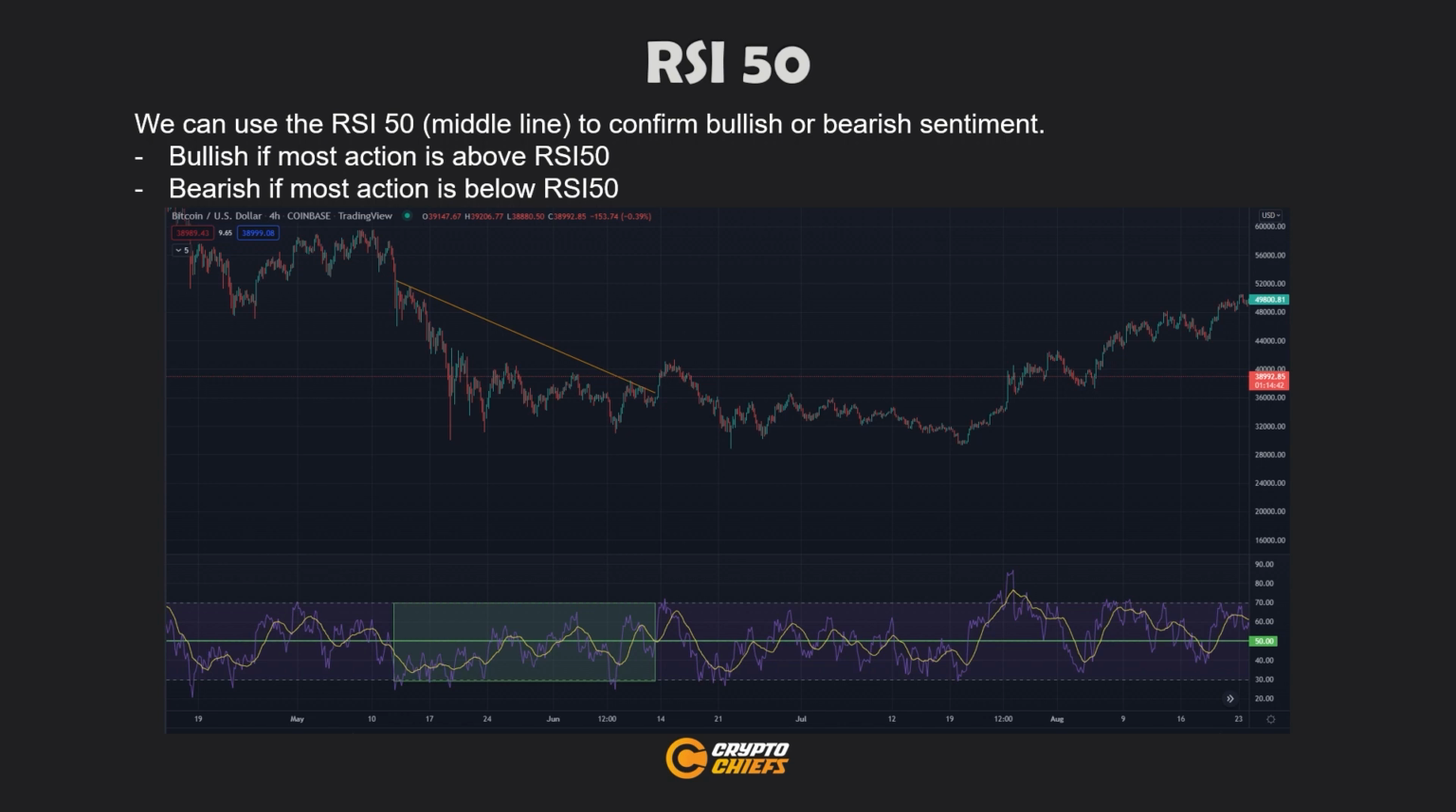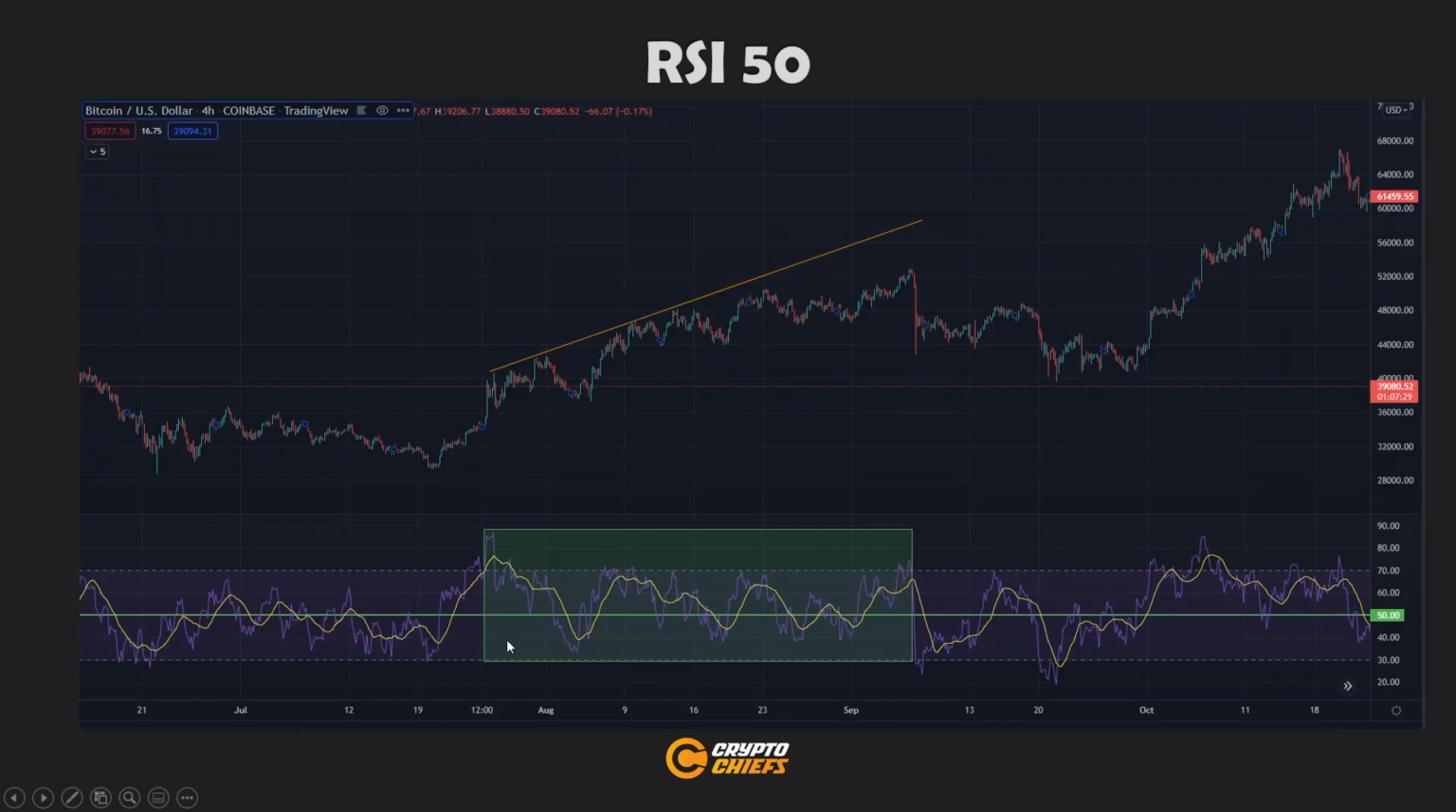What I've done here is I've marked the midpoint, the 50 level, in green, to give you an idea. You can see here most of the action is below the RSI 50, and in that time the price was trending downwards. So this was a bearish period for Bitcoin. We had a few moves above, obviously, but generally most of it was below. And the opposite of that here, most of it is above the RSI 50 level. Again, a few moves below, but generally above, and in that time, the price was trending upwards.